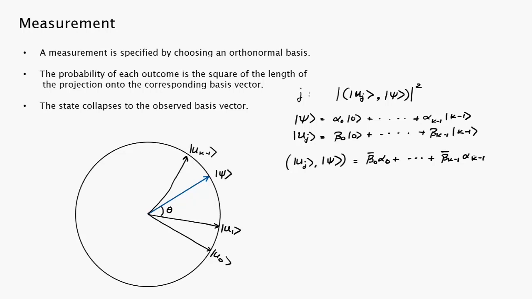There are different conventions about whether you take the complex conjugate of the amplitudes of the first vector or the second one. We'll use the physics convention, which says to take the first one. This is also, if you write a row vector whose coordinates are beta naught complex conjugate through beta k minus 1 complex conjugate, and the column vector corresponding to the alphas.